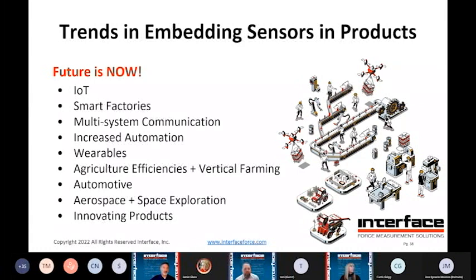Our automotive trends: with autonomous vehicles, braking, different sensing applications, weighing, we're seeing a lot of that. Aerospace and space exploration.